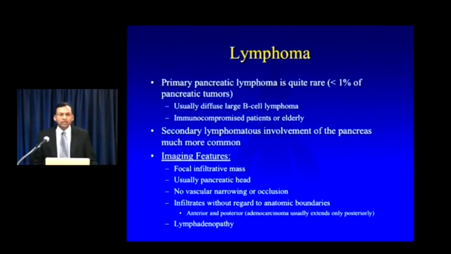But there are some features that should make you think of something else. First of all, it will often surround vessels, but there's going to be absolutely no vascular narrowing, no evidence of occlusion. It's not going to really ever narrow or attenuate the vessel. Secondly, unlike pancreatic cancer, which almost always infiltrates posteriorly into the retroperitoneum, lymphoma will infiltrate without any regard to anatomic boundaries. So it can infiltrate both anteriorly and posteriorly, which is quite uncommon.